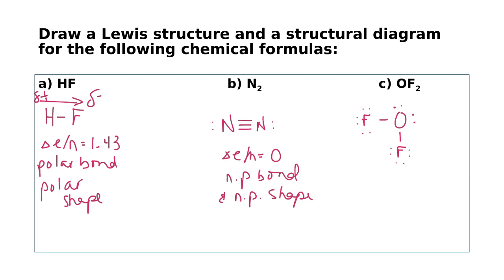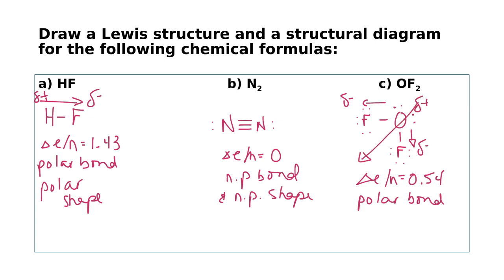When we bond oxygen and fluorine, we get a difference in EN of 0.54. This falls into a polar bond, although it's not overly polar. So again, there's some pull of electrons towards fluorine, but it's not that great. And because there's nothing to counteract that pull on this side, we end up with a dipole through the molecule. So just a reminder, this will be a polar shape.